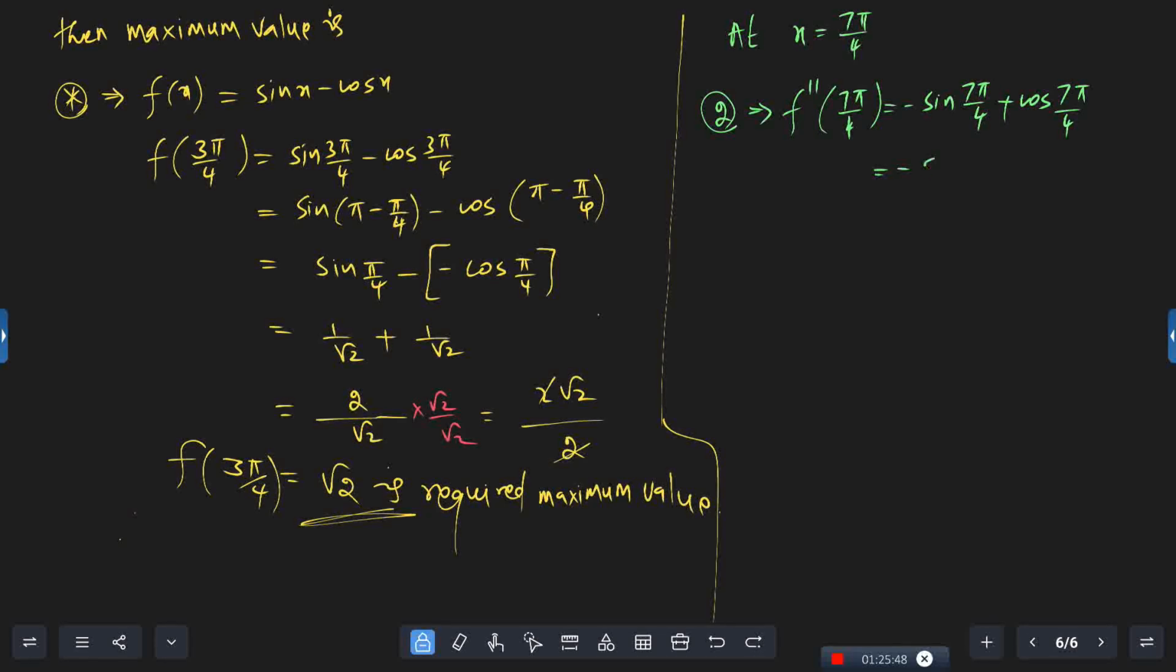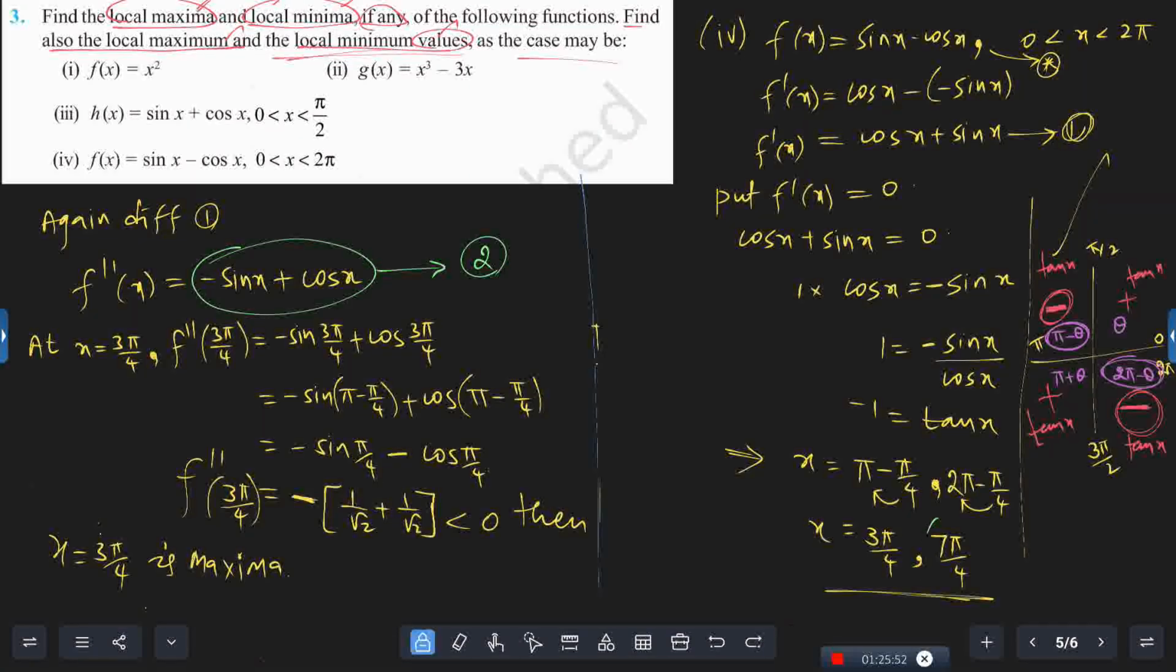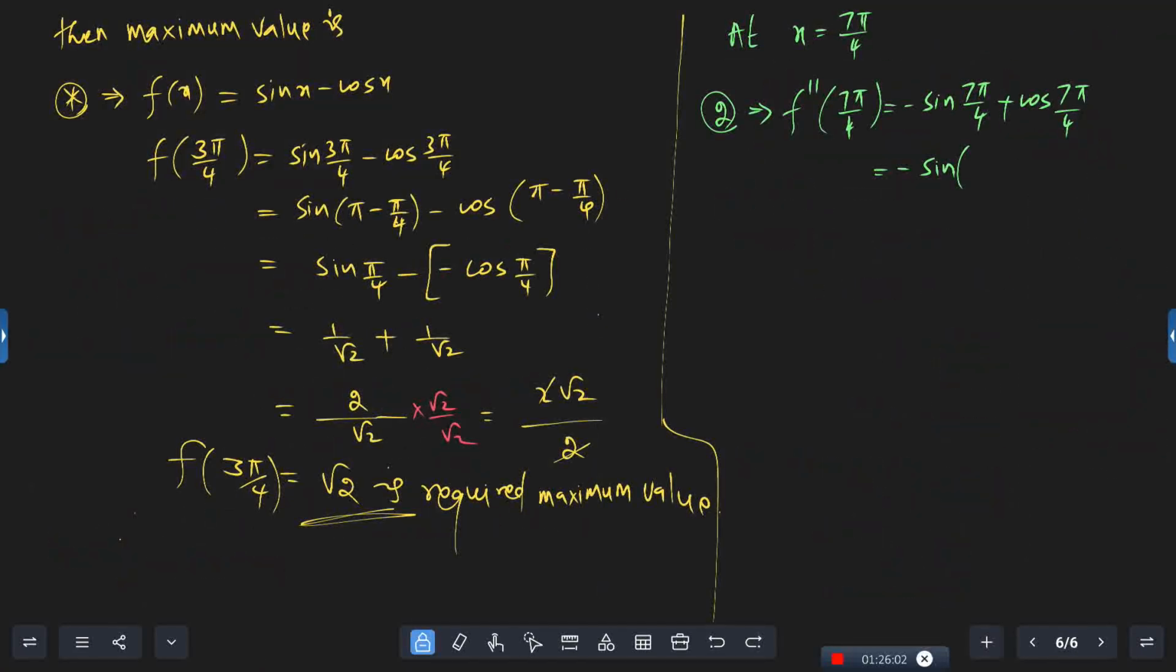Children, how can we write 7 pi by 4? We can write 7 pi by 4 as 2 pi minus pi by 4. Don't forget. So, 2 pi minus pi by 4 plus, in the same manner here, cos of 2 pi minus pi by 4. Now, 2 pi, no change. Sin comes as it is, and sin pi by 4 will come as it is.